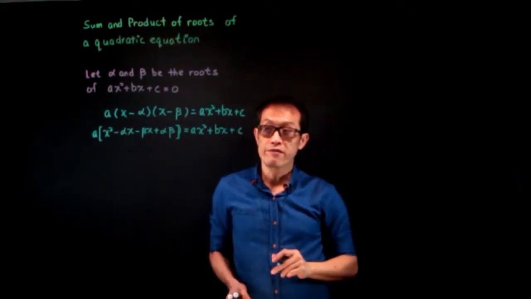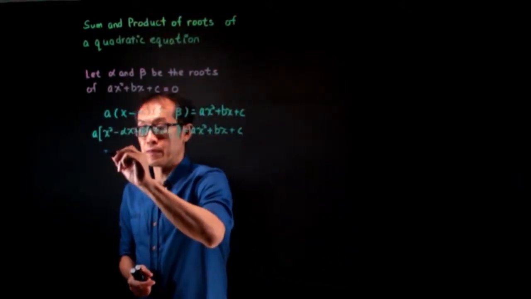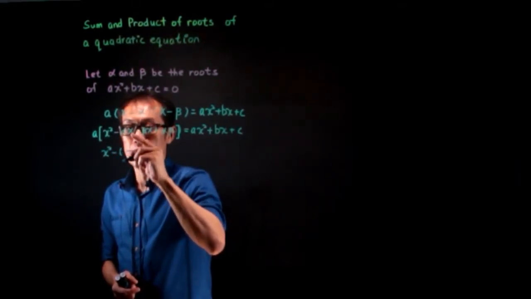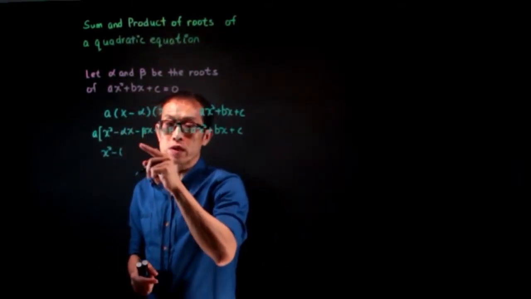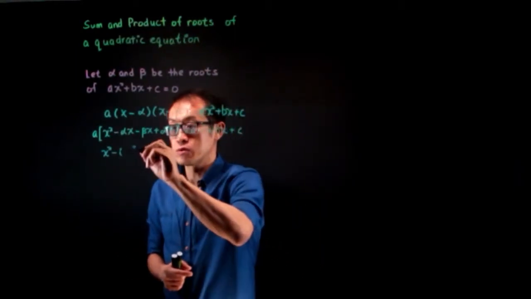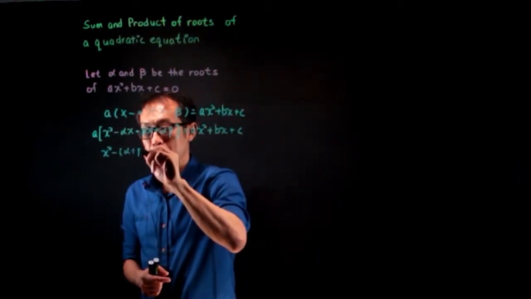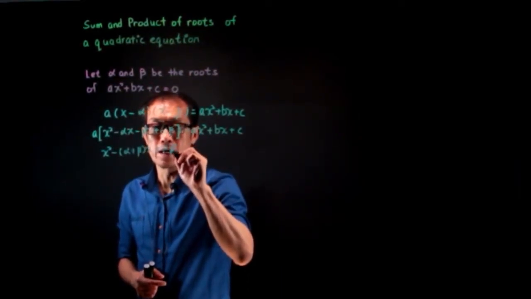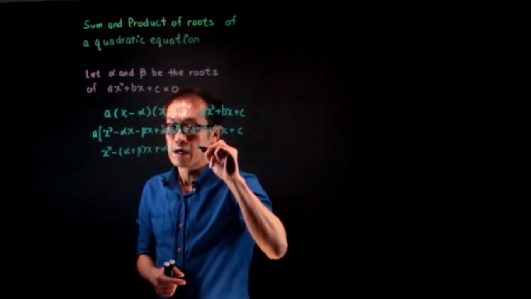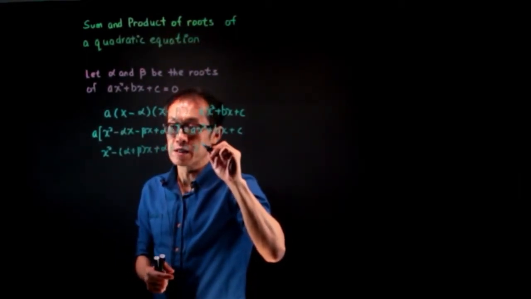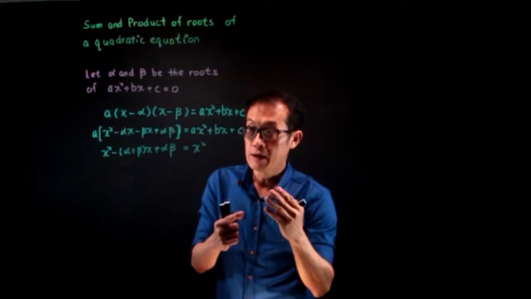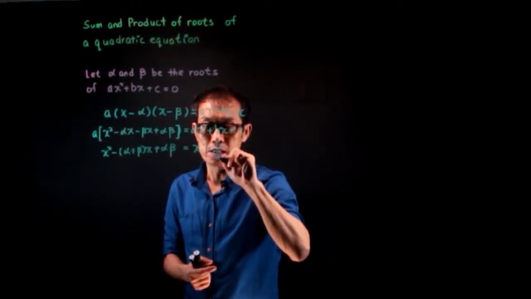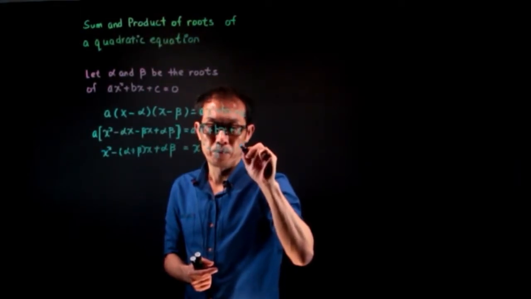Now if we divide both sides by a, you get x squared minus, x being common in these two terms, I factorize it out, so I have alpha plus beta x plus alpha beta. On the left hand side I divide by a, so the right hand side must also be divided by a, otherwise the equation will not be equal.